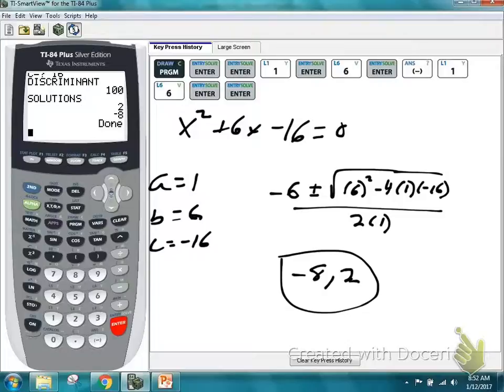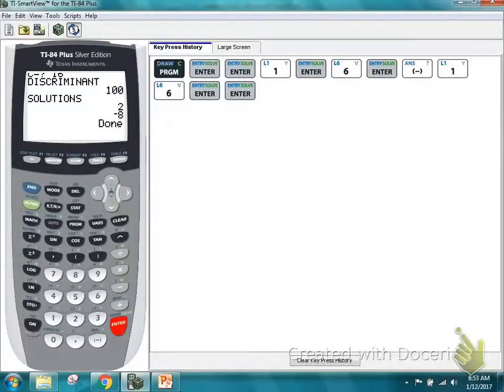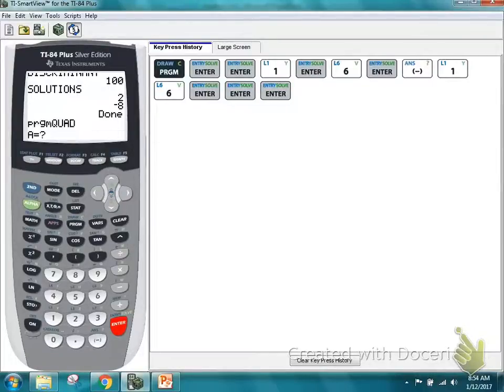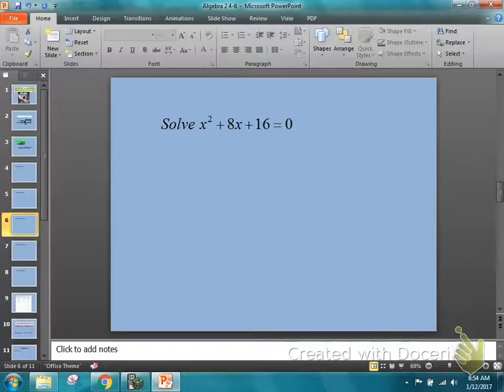Fair enough? Now, this only works if your screen is still where mine is, and it says done, and you haven't done anything to it. If you hit enter again right away, it starts the program over again. So you don't have to keep going back in as long as you didn't do anything with your calculator in between. Make sense?